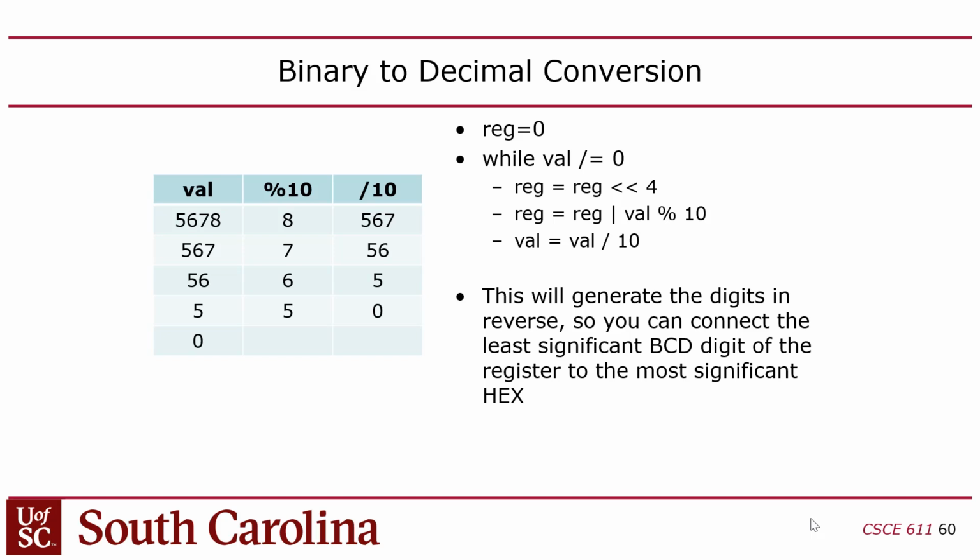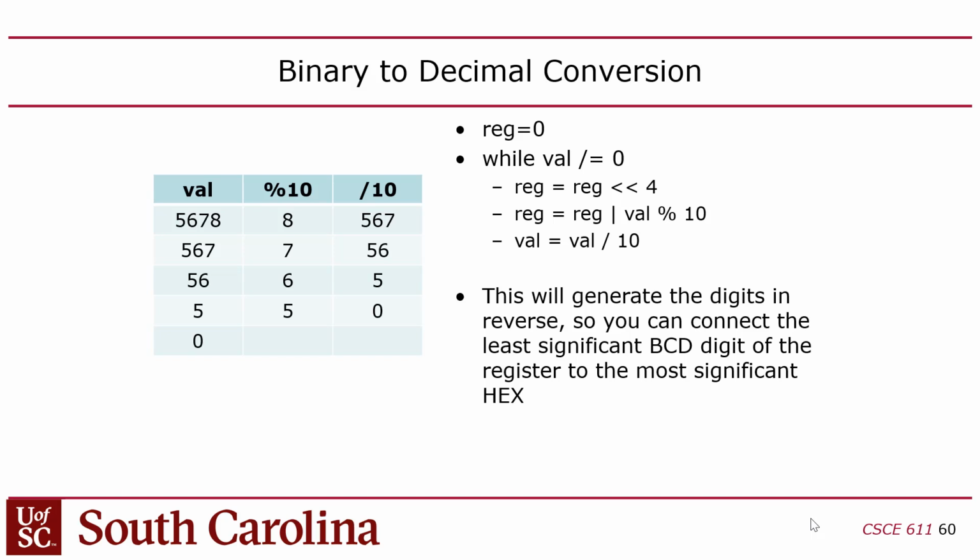So how do you do that? Well, it's pretty much just a divide and modulo thing where if you take a value and you take a modulo by 10, it'll give you the least significant base 10 digit, right?